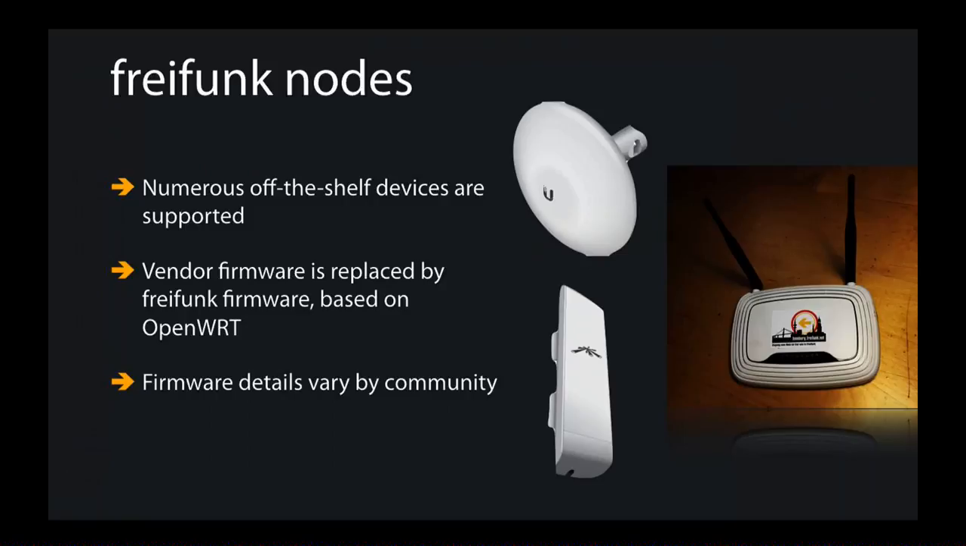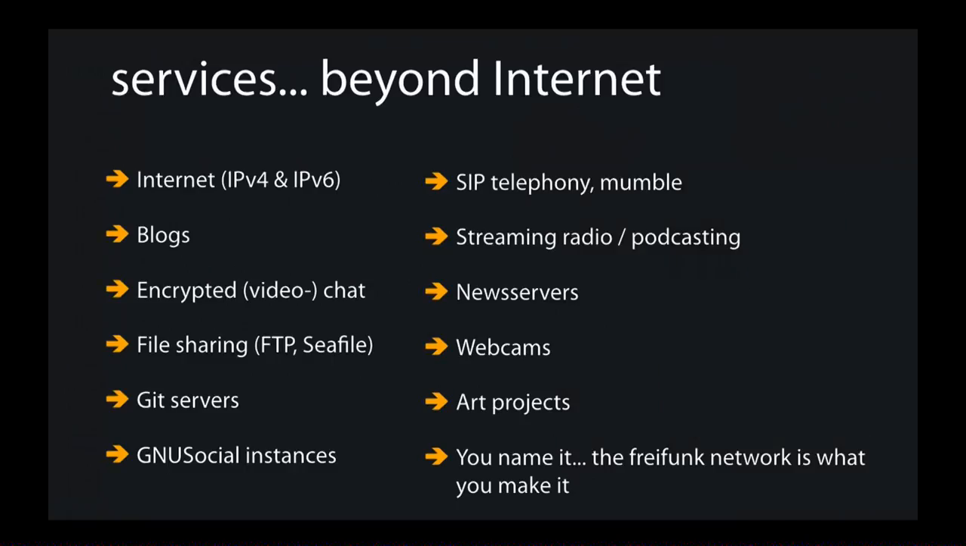Talked about services. Obviously, the most renowned and asked for service is internet access, but that's not all. You can actually run services within that network that never have to go through the internet. They can, but they don't have to. So what I've seen running on Freifunk networks is blogs, encrypted video chat, file sharing with FTP or Seafile, that's kind of like Dropbox, it's an open source implementation. Git servers, Mastodon instances, it's kind of like Twitter, also open source, SIP telephony, Mumble, radio streaming, podcasting, people run Minecraft servers or webcams.